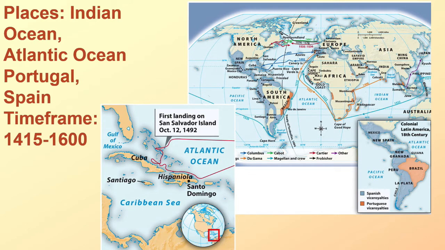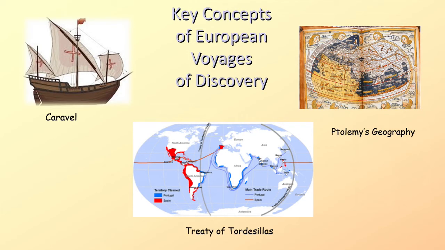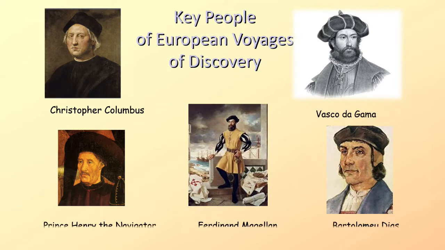And so here are our places. We've got the Atlantic Ocean, the Indian Ocean, Portugal, Spain, and the Caribbean, as we can see, and South America. And some key concepts, the Caravel, the Treaty of Tordesillas, and Ptolemy's Geography. And some key people, Christopher Columbus, there he is. There's Prince Henry the Navigator, Ferdinand Magellan, Vasco da Gama, my favorite, and then Bartolomeo Diaz.